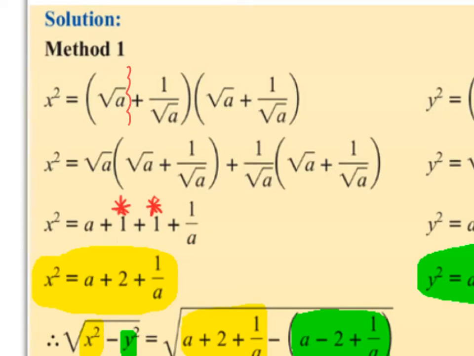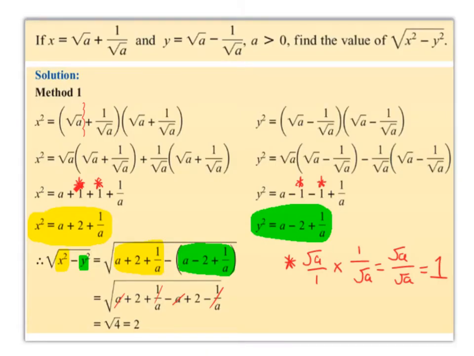And then 1 plus 1 makes 2. So x squared is a plus 2 plus 1 over a. So just to show you where that 1 came from again, both of those ones, root a times 1 over root a is the same thing as root a over 1 times 1 over root a. Top by top, bottom by bottom. Root a times 1 is root a. 1 times root a is root a. And anything divided by itself is 1. So that's where both of those 1's come from.